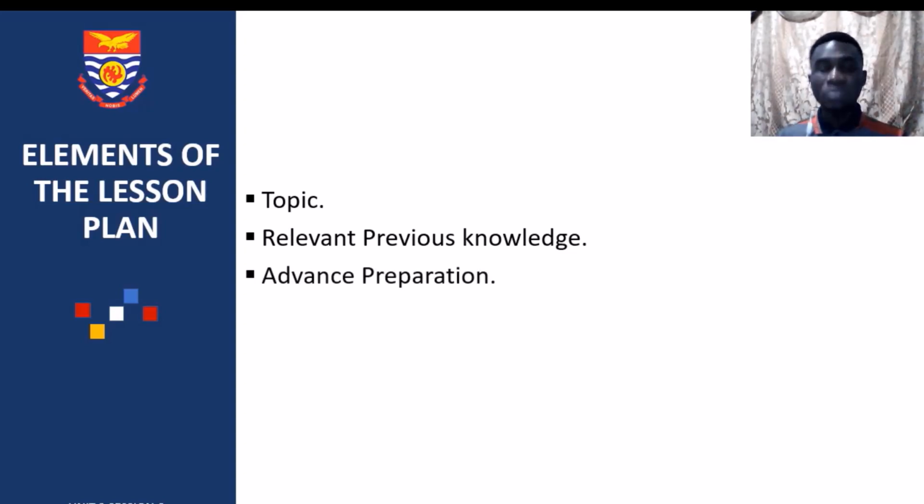And the advanced preparation. In the advanced preparation stage, you take time to collect the various materials that you think you will need during the teaching learning process. For instance, if you want to teach reflection of light, you can collect rectangular glass prisms, you can collect a light source. If you need a board pointer, you can take it. If you need a duster, you need a whiteboard marker. All these are materials that you will need, and you have to make them ready before the lesson begins.